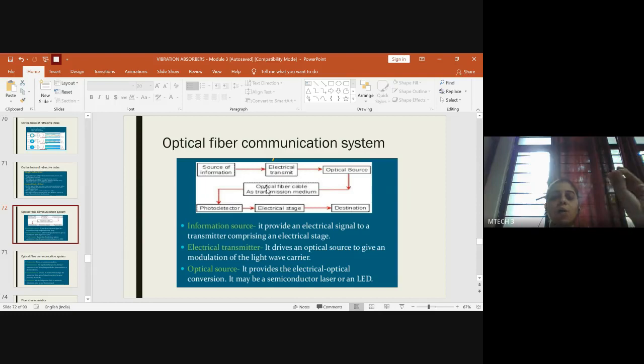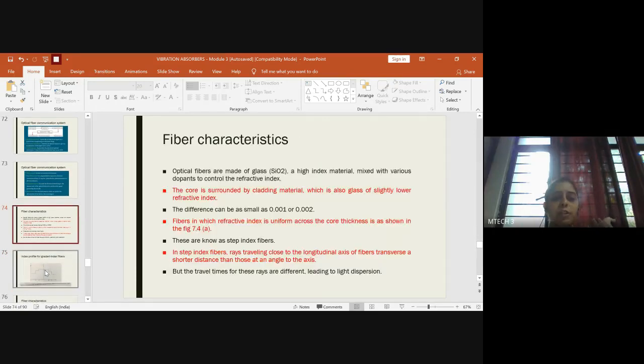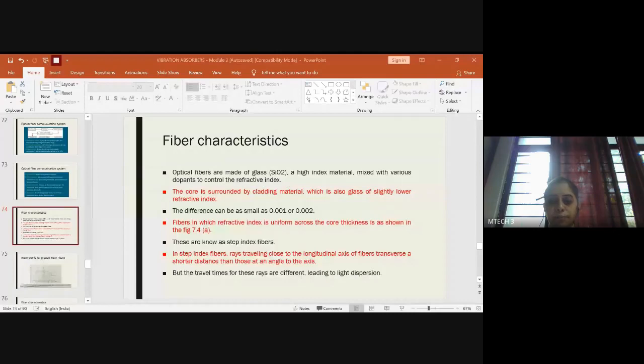So this is how a successful communication could be transferred from one end to the other without any losses if you use an optical fiber cable. So this is the working principle of optical fiber for a communication system. Hope this is clear. Yes, ma'am. So in the next class, we will be dealing with the fiber characteristics.